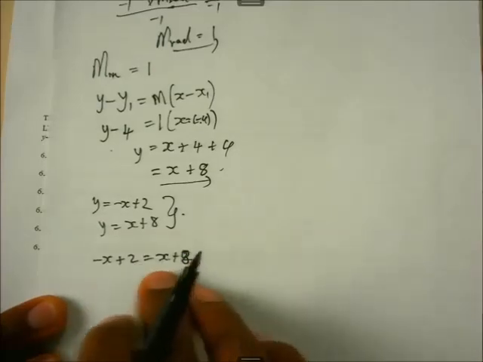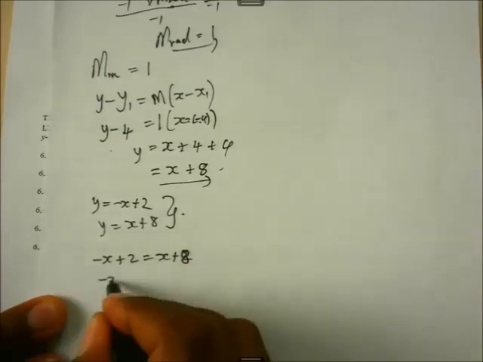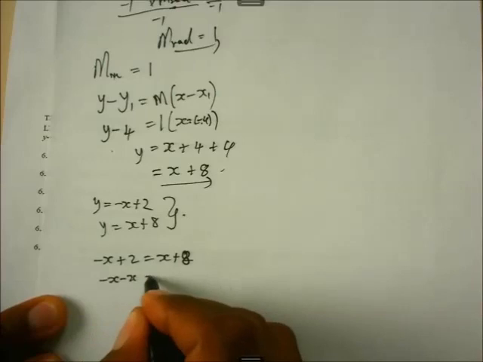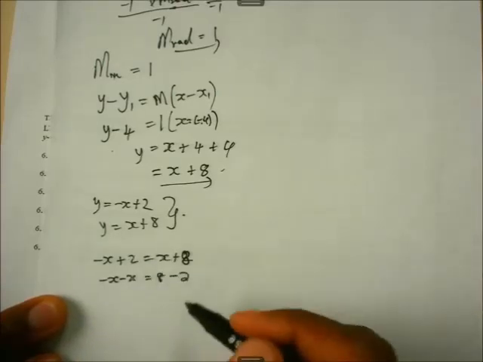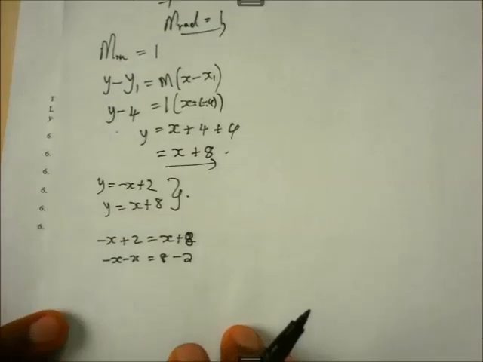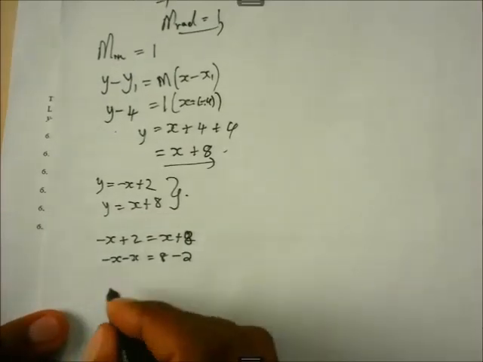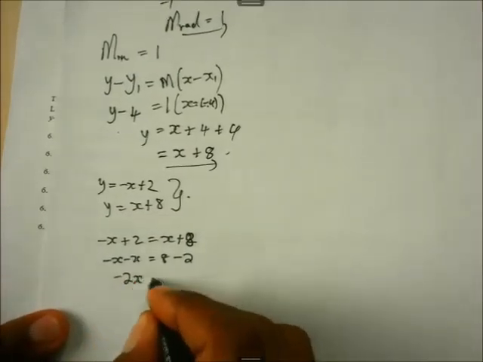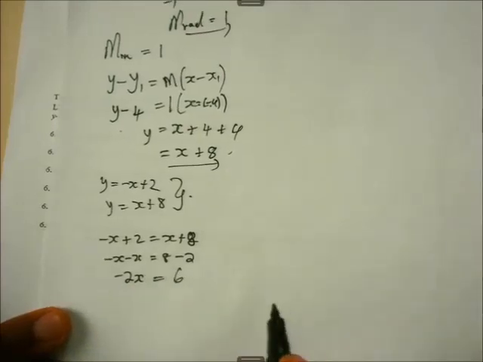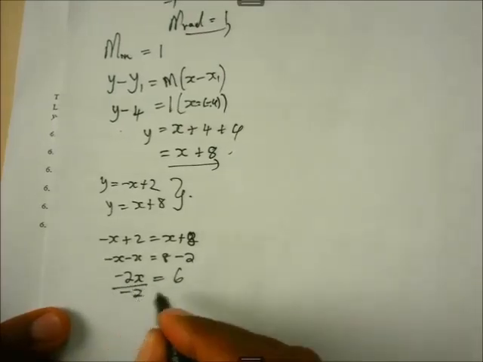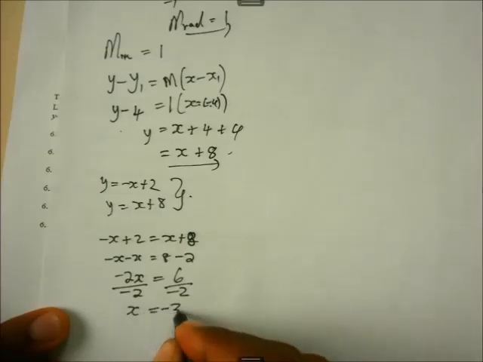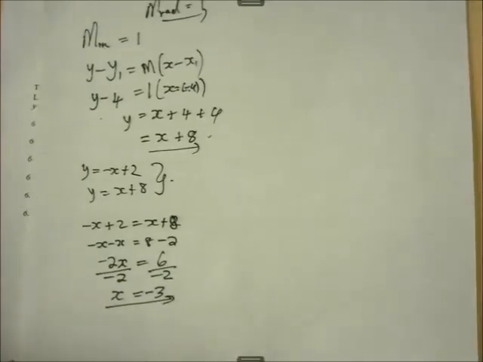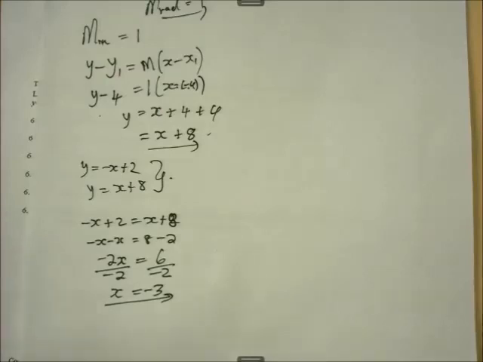And therefore, now we solve for x. We take this on the other side. Minus x is equal to 8 minus 2. It's positive on this side; on the other side, it's going to be a negative. Therefore, minus x, it's a minus 2x, which is equal to 6. Then I divide by minus 2. Therefore, x is equal to minus 3. Then we are happy now.